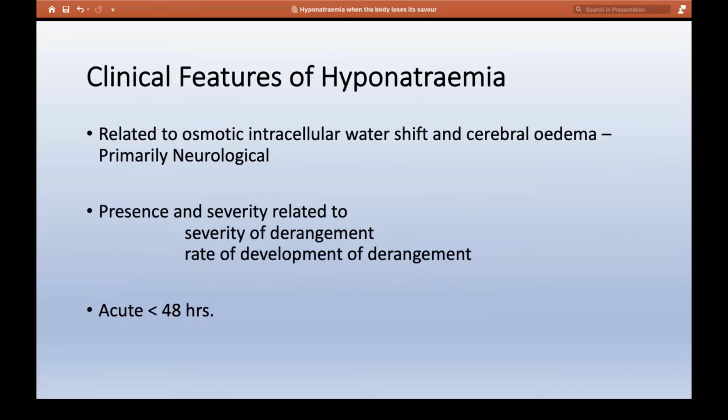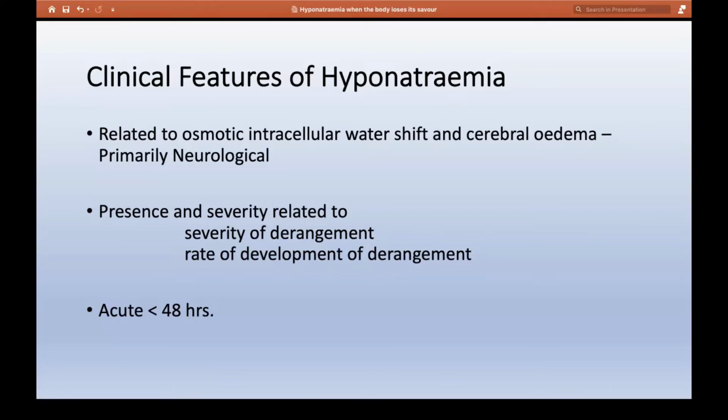So what are the clinical features of hyponatremia? It is mainly neurological, because there is an intracellular water shift giving rise to cerebral edema. So the brain swells. As I said before, don't just go by the figure that you get in a report of a renal profile or even electrolytes. The severity is not only because of the severity of the derangement, but also the rate of development of the derangement.